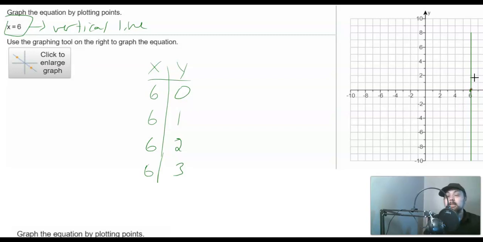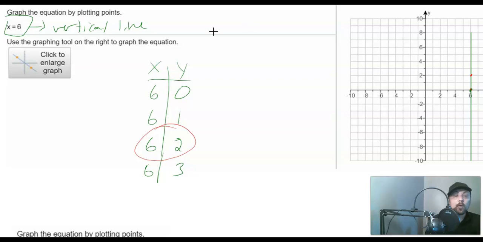So mark another point. It doesn't matter where, as long as the x coordinate is still 6. So somewhere up or down from the x-axis. For example, this point right here would work, right? And so that's 6, 2. And when you mark that second point, then MathExcel will draw the line that you want it to draw.